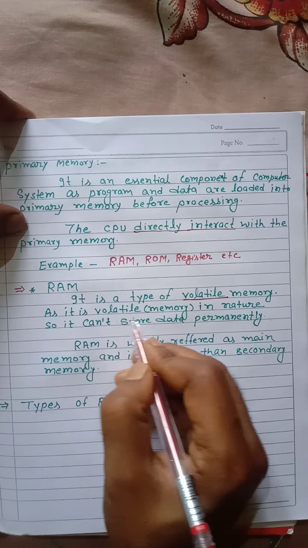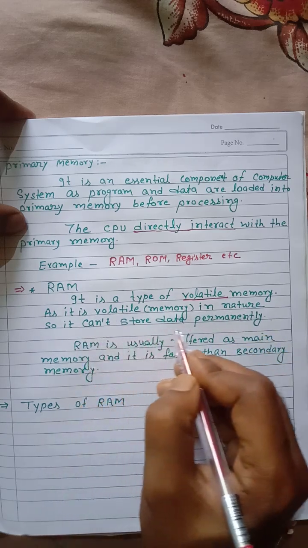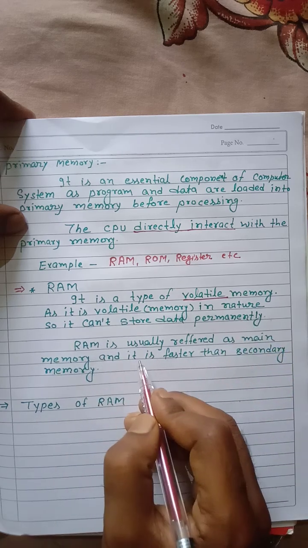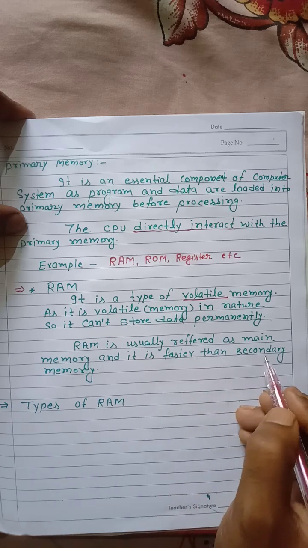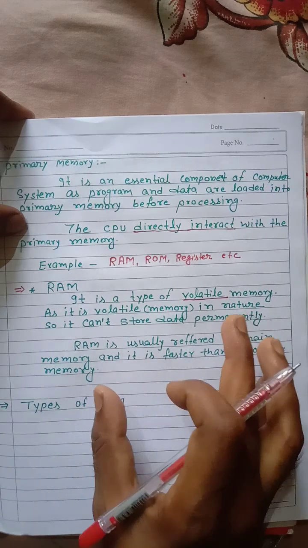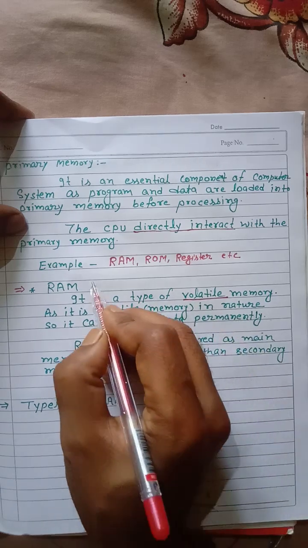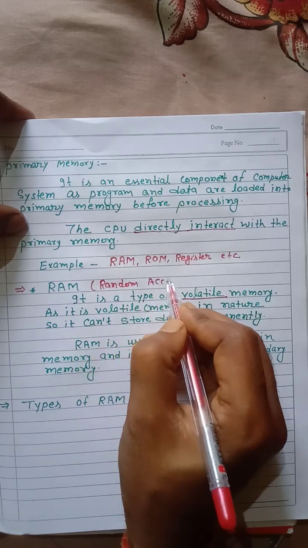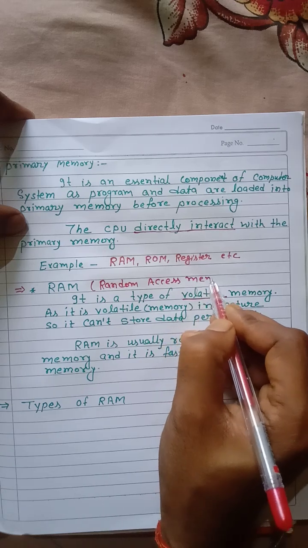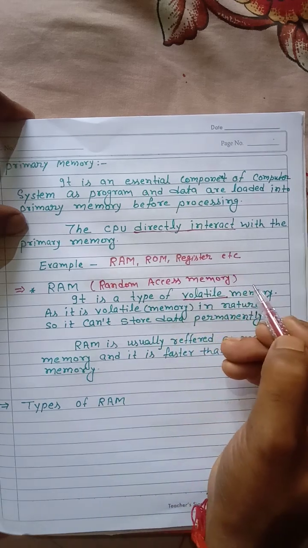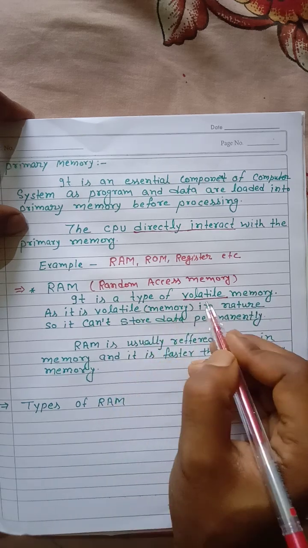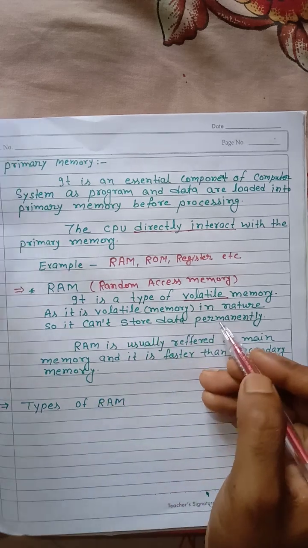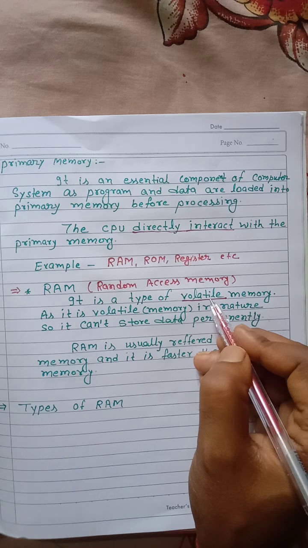It is a volatile memory in nature. It can't store data permanently. RAM is usually referred to as the main memory, and it is faster than secondary memory. So we can say that RAM is a volatile memory. RAM stands for random access memory. It is volatile in nature. We will come to this point, what is volatile and what is non-volatile.